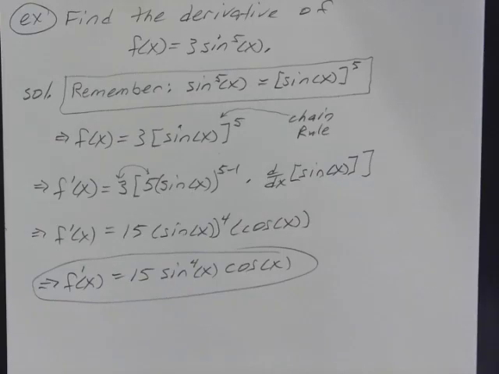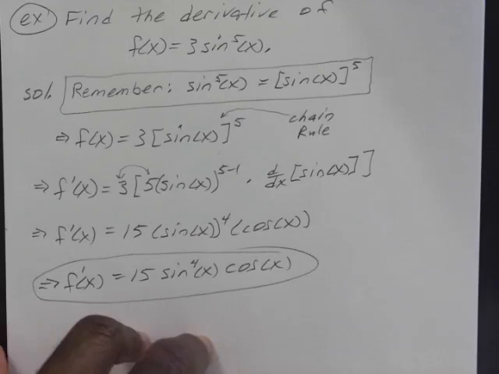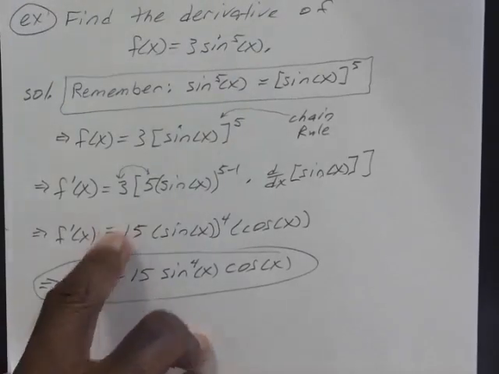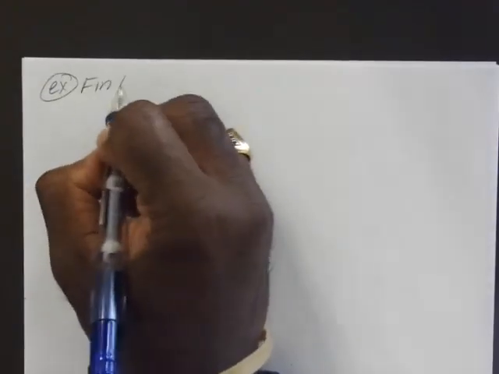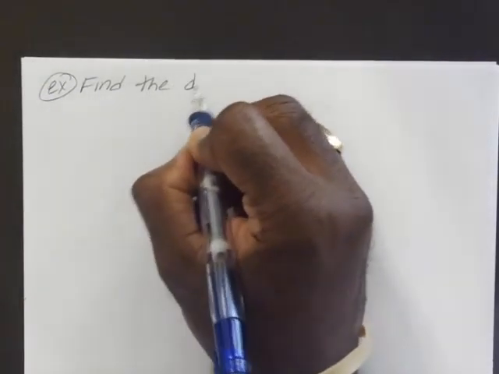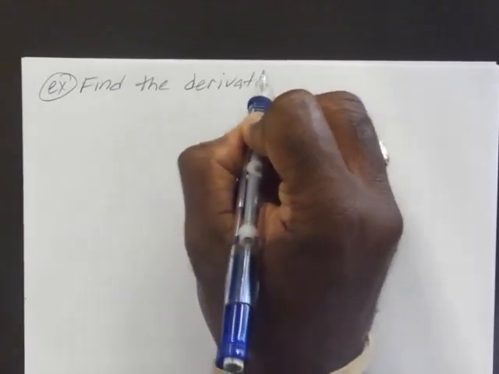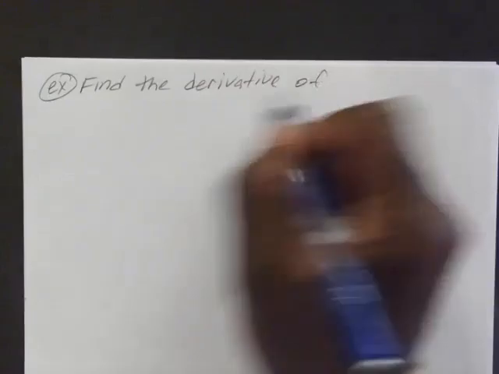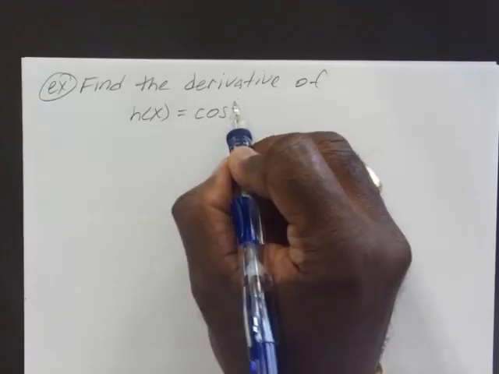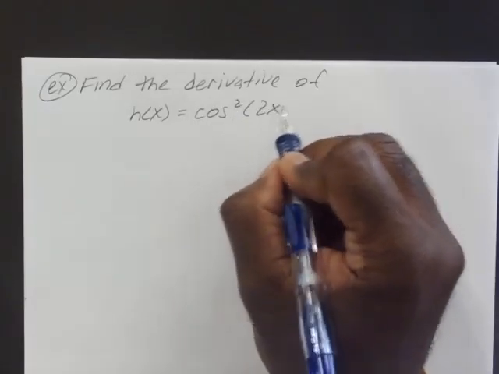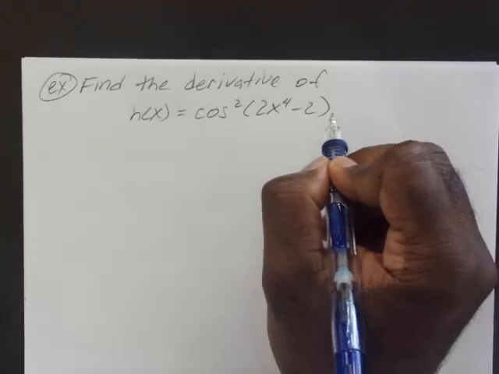Okay. Now, there are some where you actually have to apply the chain rule twice in the same problem. This one, you only had to apply it once. But let's say we wanted to find the derivative of h of x is equal to cosine squared of 2x to the 4th power minus 2.